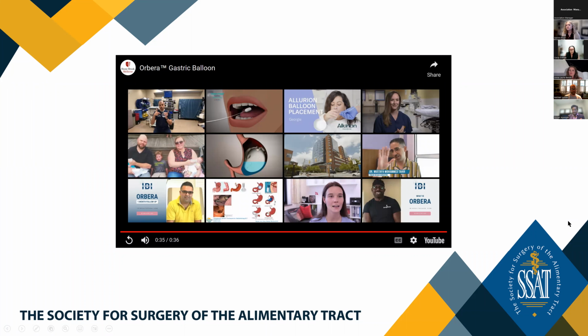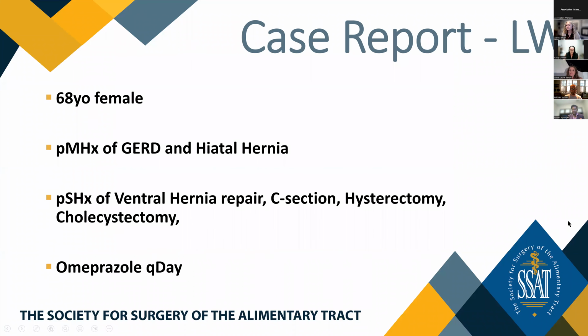So after a little bit of history with the gastric balloon, we'll move into our first case report. Case report number 1, LW is a 68-year-old female with a past medical history of GERD and a known 5 to 6 centimeter hiatal hernia, and a past surgical history of ventral hernia repair, C-section, hysterectomy, and cholecystectomy. She took omeprazole once a day for GERD, and she reported that did resolve her symptoms.